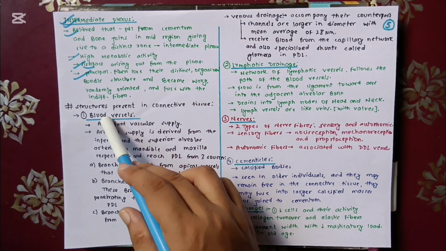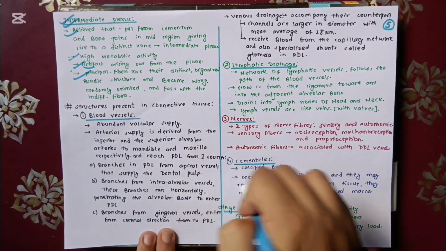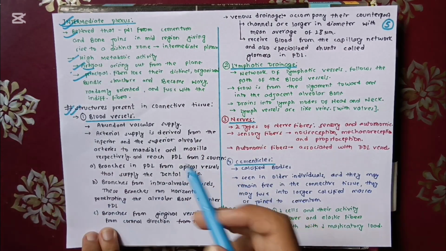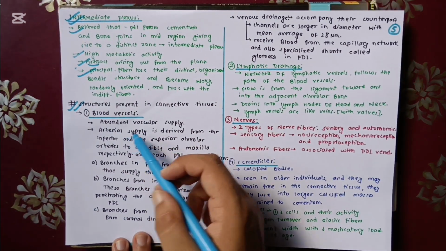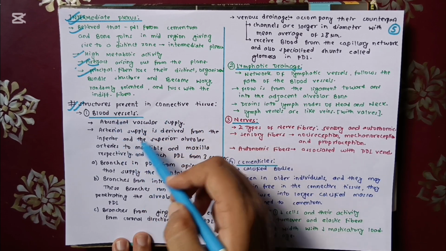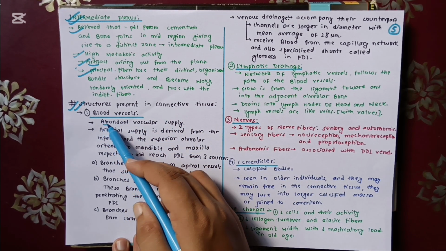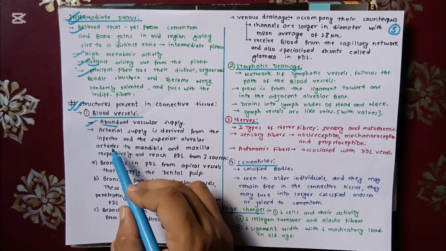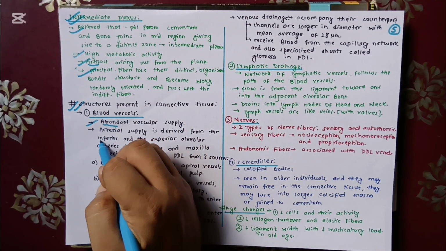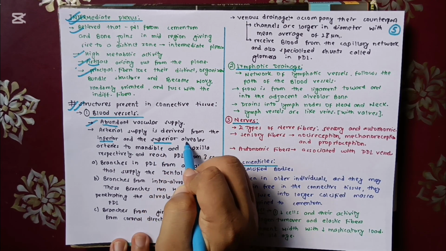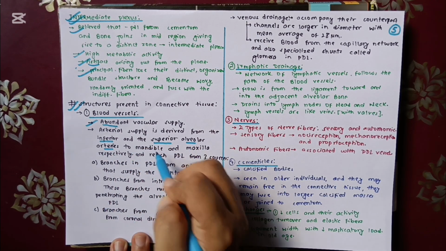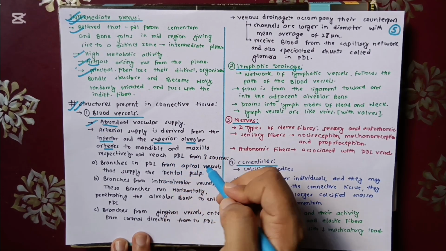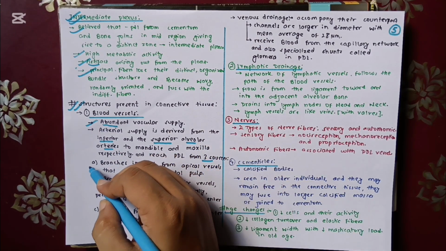After that, the structures present in the connective tissue. This is also a question that can be framed as a short question. Our first structure present in the periodontal ligament connective tissue is the blood vessel. The periodontal ligament has an abundant vascular supply. The arterial supply is derived from the inferior and superior alveolar arteries, to the mandible and the maxilla respectively, and reaches the periodontal ligament from three sources.